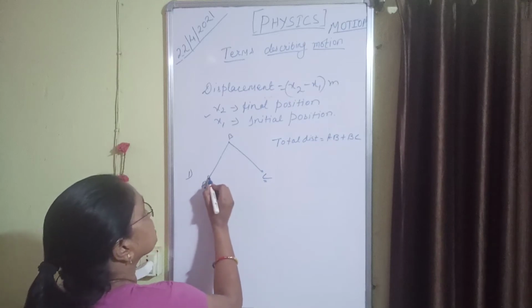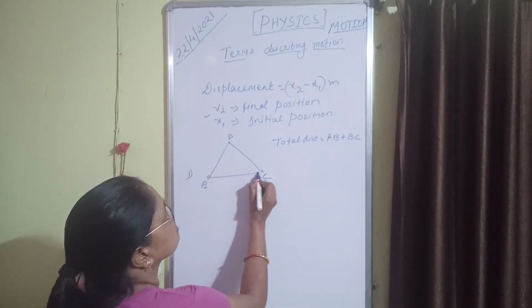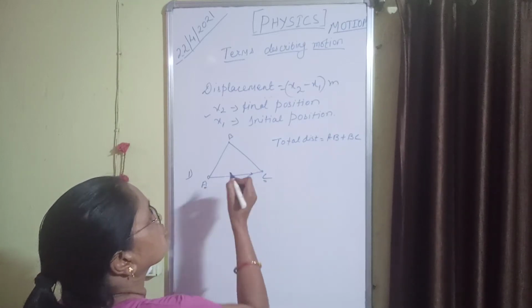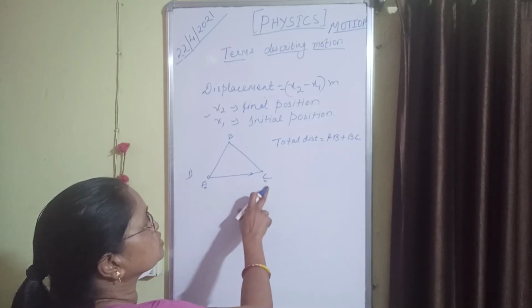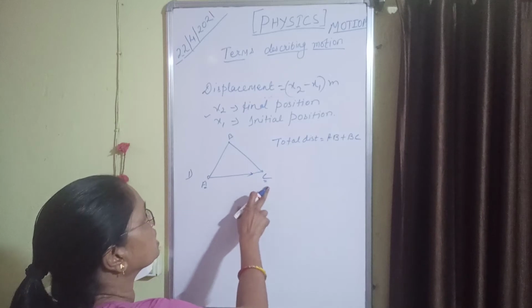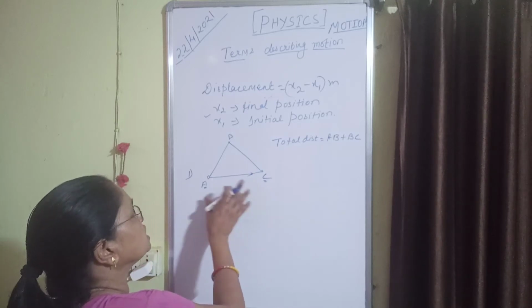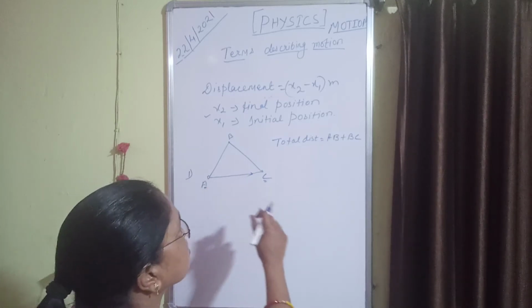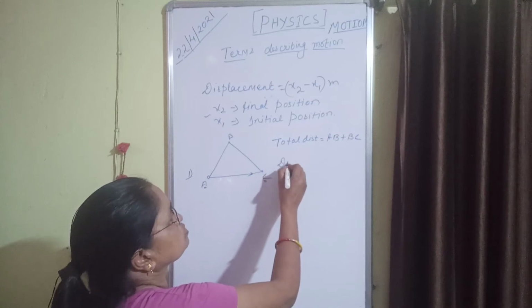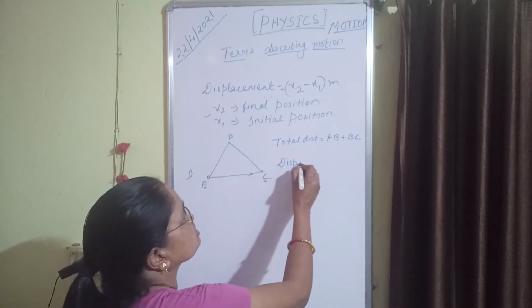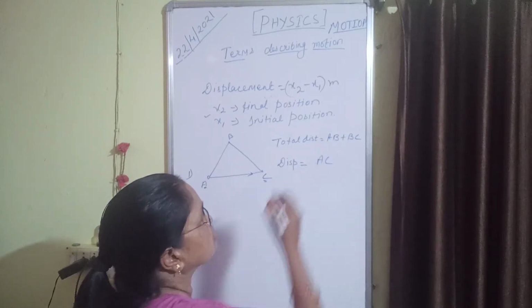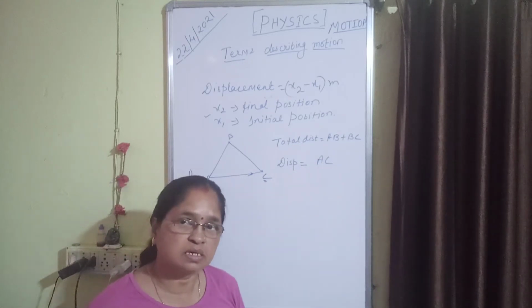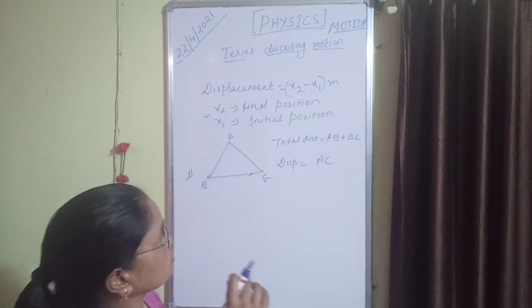So if you directly join the line A to C, we will get position A, we will get position C. We have got both positions. We have got both the positions, initial and final. So we can write total displacement or displacement is equal to directly AC. I think you have got a little bit for this.